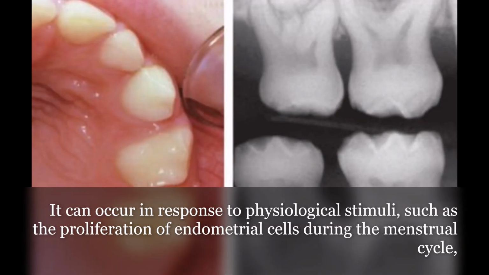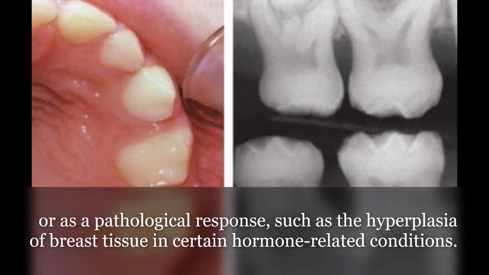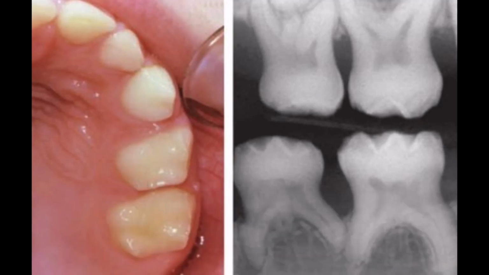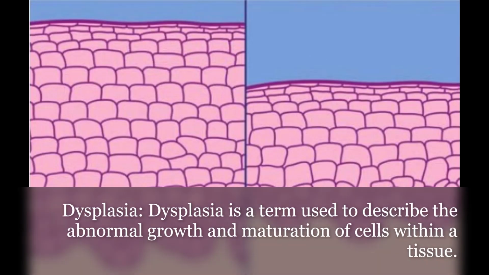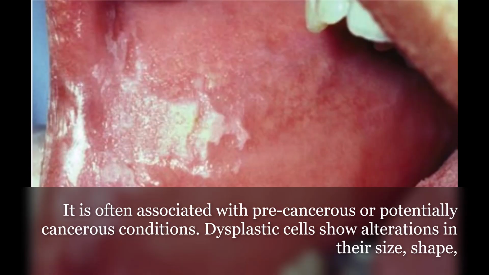Hyperplasia. Hyperplasia refers to an increase in the number of cells in an organ or tissue, leading to an overall increase in its size. It can occur in response to physiological stimuli, such as the proliferation of endometrial cells during the menstrual cycle, or as a pathological response, such as the hyperplasia of breast tissue in certain hormone-related conditions.